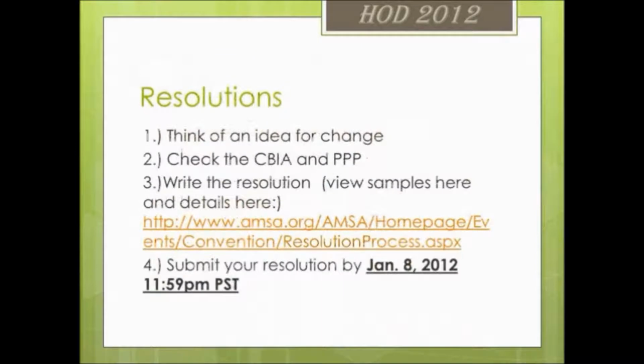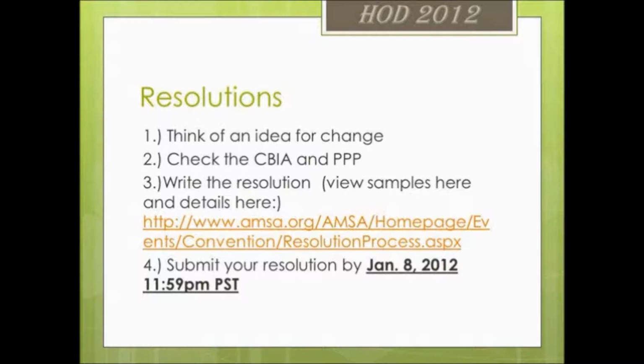So let's talk about resolutions. AMSA's policies and principles are changed only by the HOD. The body, the HOD, is the sole force that determines AMSA's official views on all issues. The BOT, or the Board of Trustees, spends its year implementing policies that have originated in the House. Because the HOD is similar to Congress, AMSA's policies are set when members submit resolutions to the House.